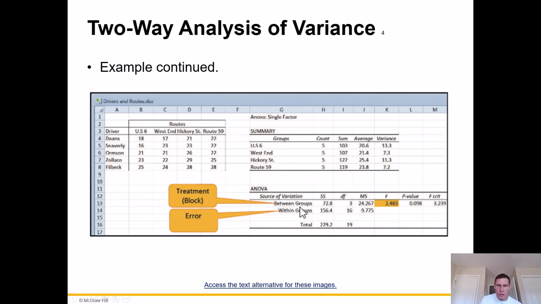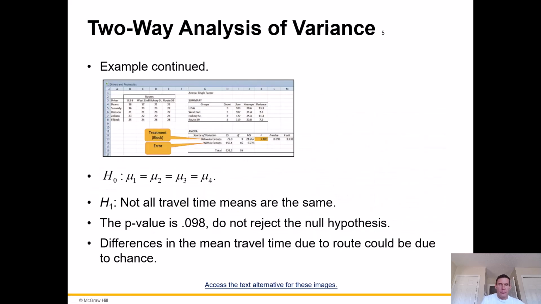2.483. So you can see our between groups, and then you can see the within groups. So the treatment is speaking to the between groups sum of squares, and then the error within groups, this 156.4, representing that error that's present within groups. That's more like that unsystematic variance, if you will.